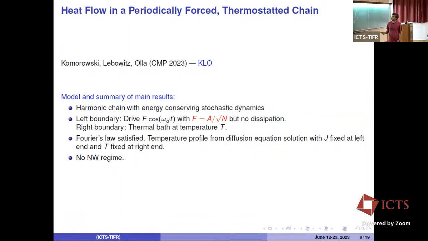Okay, so in this, the main observation was... this is purely a maths paper full of theorems and lemmas, so there are no plots. But the main conclusion is that Fourier's law is satisfied, and you get a temperature profile which you can just get from writing the diffusion equation with slightly mixed boundary conditions, with J fixed at one end and the temperature fixed at the other end. So it's slightly different from the boundary conditions we usually encounter.